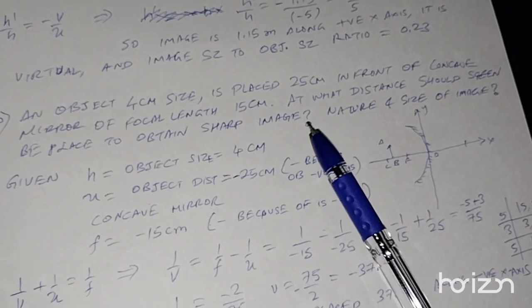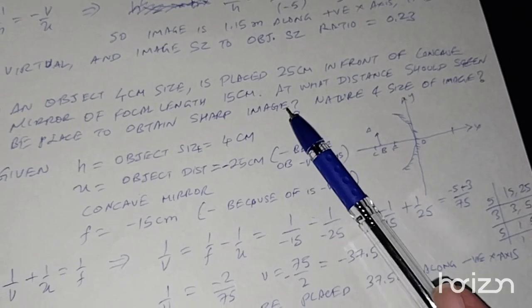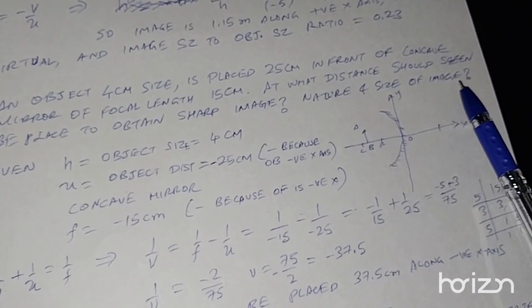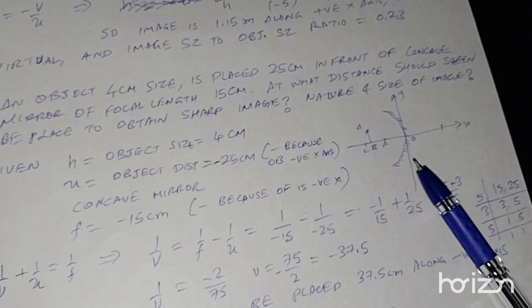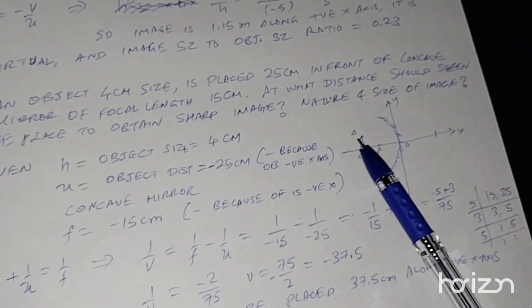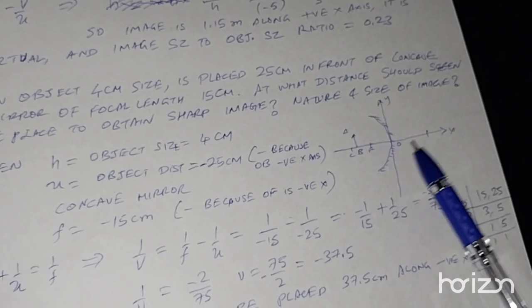If you place the screen at that image distance, you will get the sharp image. So we have to find the image distance and what is the nature and size of the image. Again you have to start with the coordinate system. So you have to draw the coordinate system, plus y to minus y and plus x to minus x, and this time it is a concave mirror.